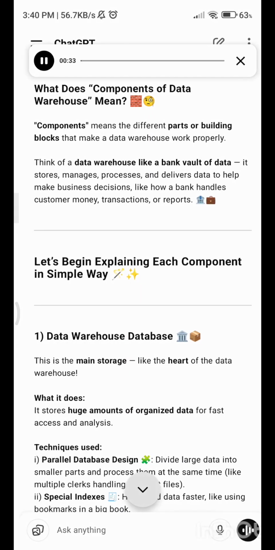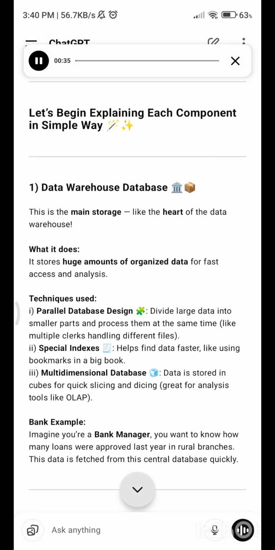Let's begin explaining each component in a simple way. 1. Data warehouse database. This is the main storage, like the heart of the data warehouse. What it does: it stores huge amounts of organized data for fast access and analysis. Techniques used. I. Parallel database design. Divide large data into smaller parts and process them at the same time, like multiple clerks handling different files. II. Special indexes. Helps find data faster, like using bookmarks in a big book. III. Multi-dimensional database. Data is stored in cubes for quick slicing and dicing, great for analysis tools like OLAP.